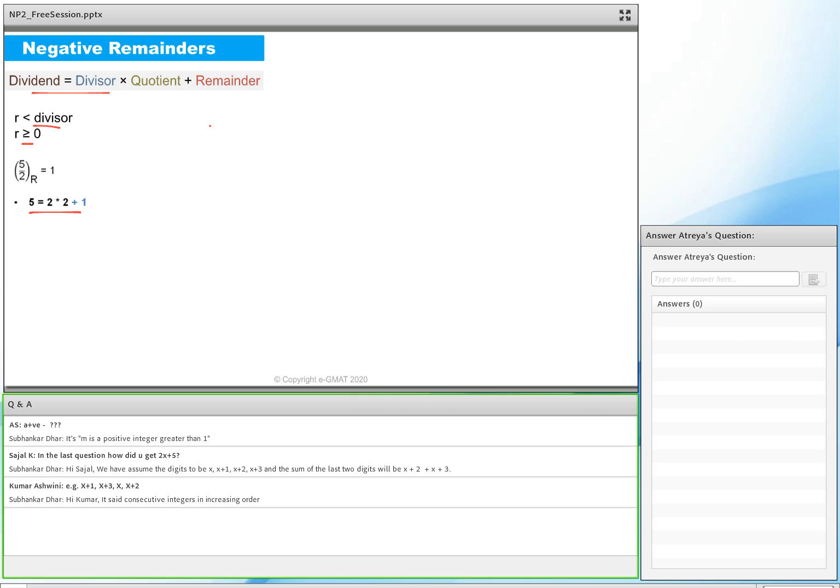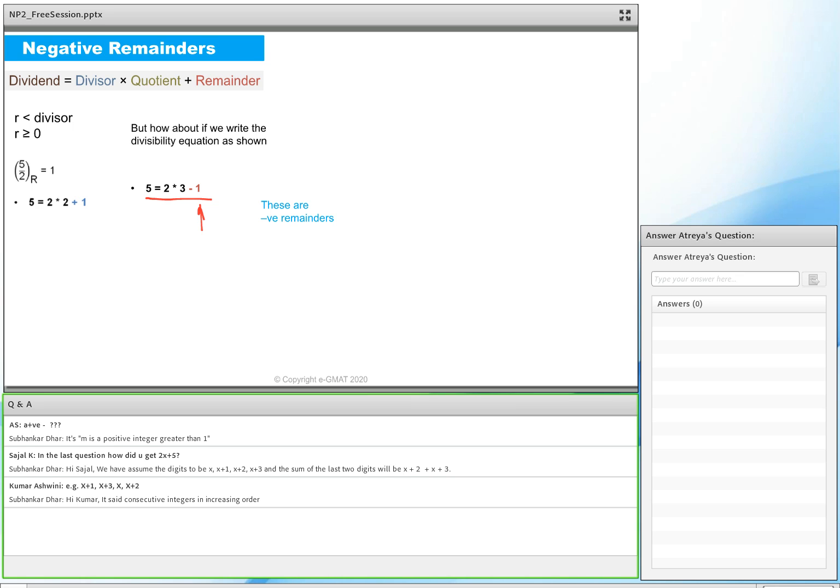So when I divide 5 by 2, I get a remainder of 1. But I can also do something different: what if I write 5 as 2 times 3 minus 1? In this case, I can see that the remainder here is equal to minus 1. Now, this is nothing but a negative remainder. Negative remainders are a wonderful concept to reduce the complexity of questions, as I already said.